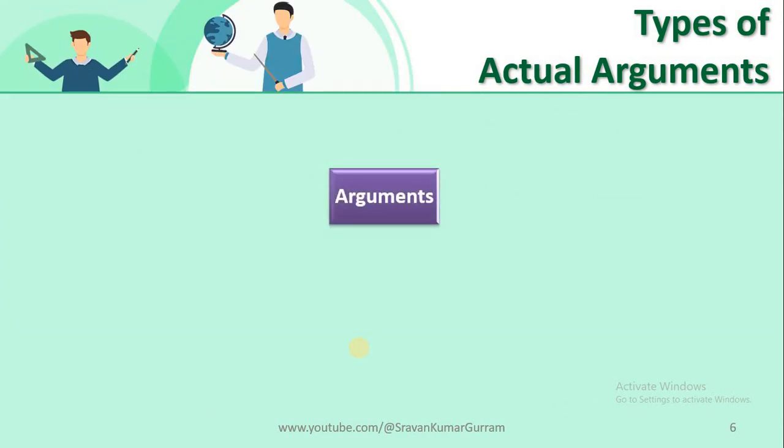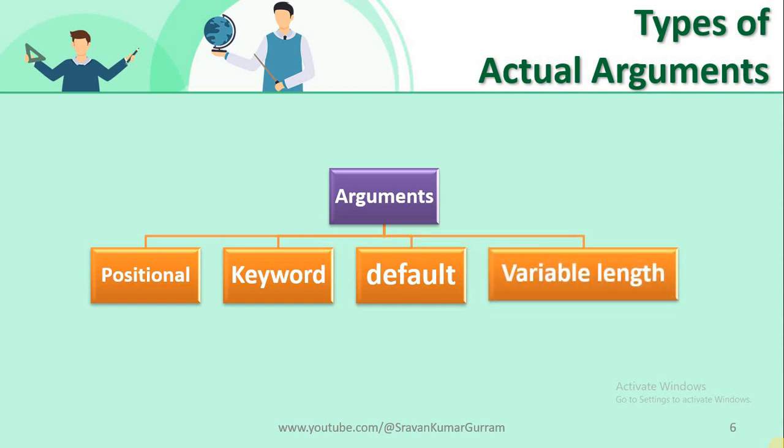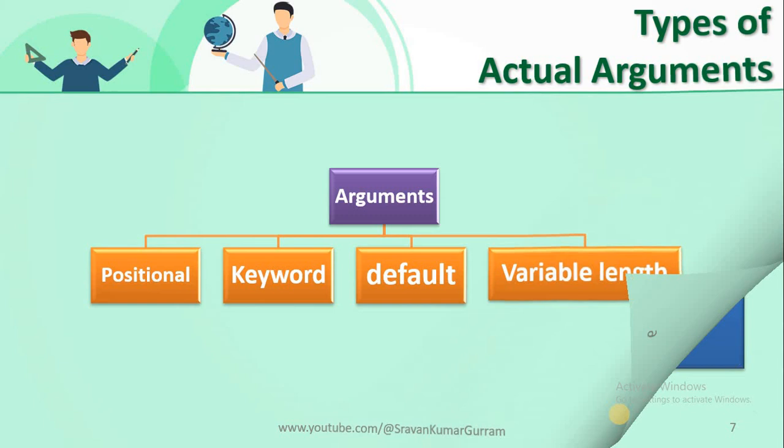Coming to the types of arguments, we have 4 types of actual arguments. First one is positional arguments. Second one is keyword arguments. Third one, default arguments. And fourth one is variable length arguments. In this video, we are going to cover the first 3 types of arguments: positional, keyword and default arguments.